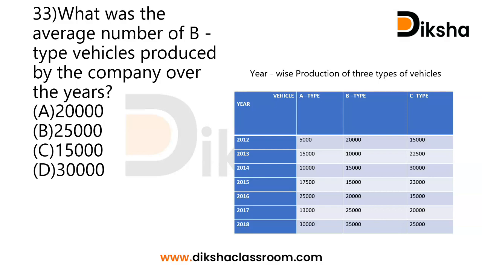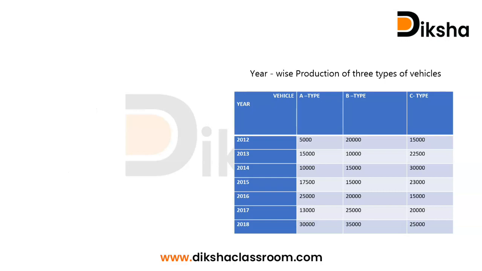Again, it's a direct average type of question. So the question is regarding what is the average number of B type of vehicles produced by the company over the years. So we want to find the average of B.